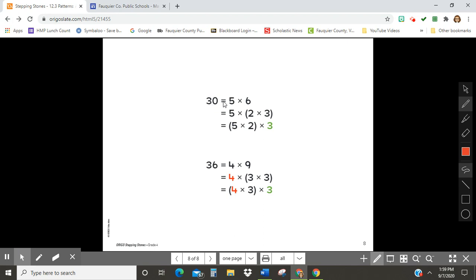30 equals 5 times 6. So 6 times 5 equals 30. And they're breaking down the 6, because 6 is the same thing as 2 times 3. So 5 times 2, multiply it this way. 5 times 2 is 10, and then times 3 equals 30.